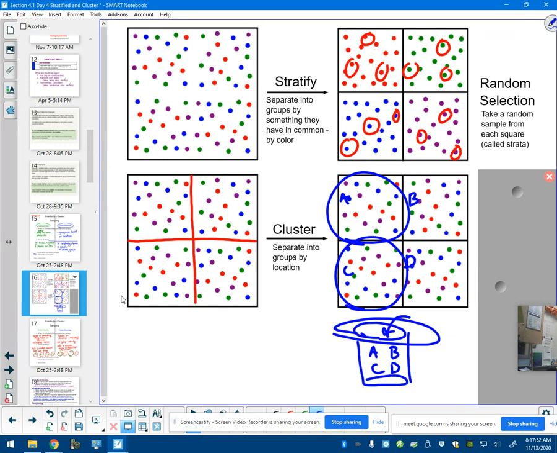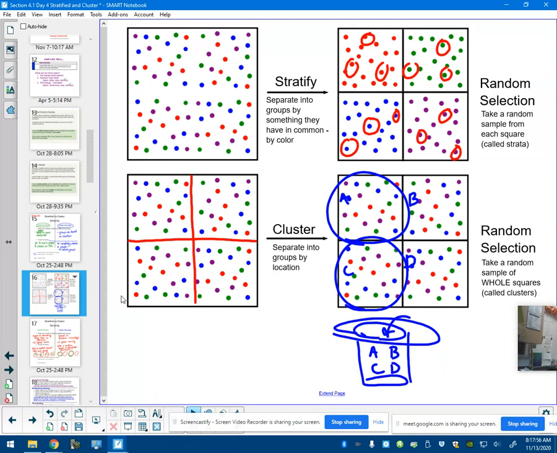So that's the difference between cluster and stratify. All right? So that's a pretty good visual of what's going on. So cluster is usually based on location, and stratify is based on commonalities or common characteristics.